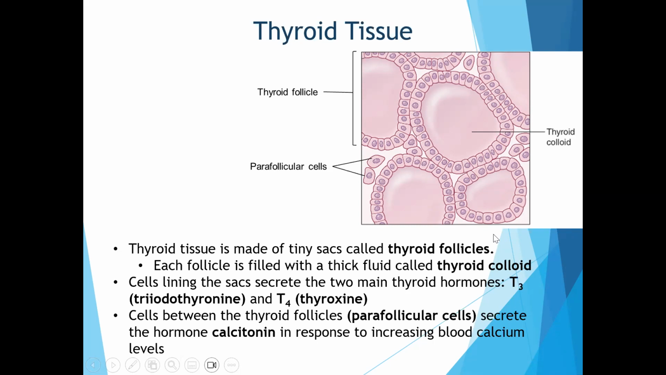So T3 and T4 are what are secreted by the thyroid. So it's two different types of hormones here. Calcitonin is also secreted, and this has to do with blood calcium. We'll talk about calcium regulation here shortly.